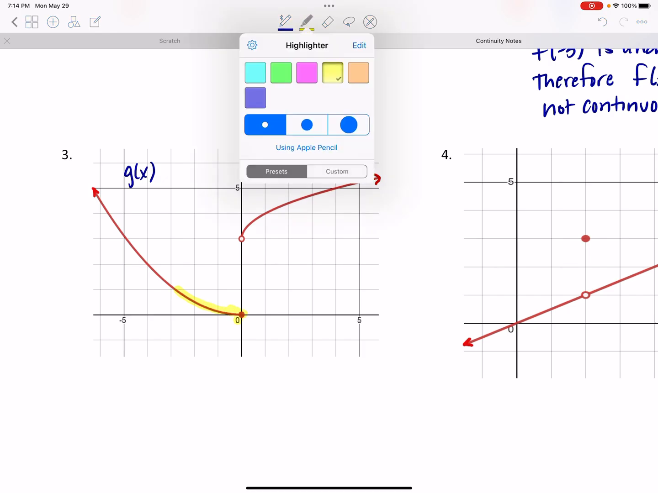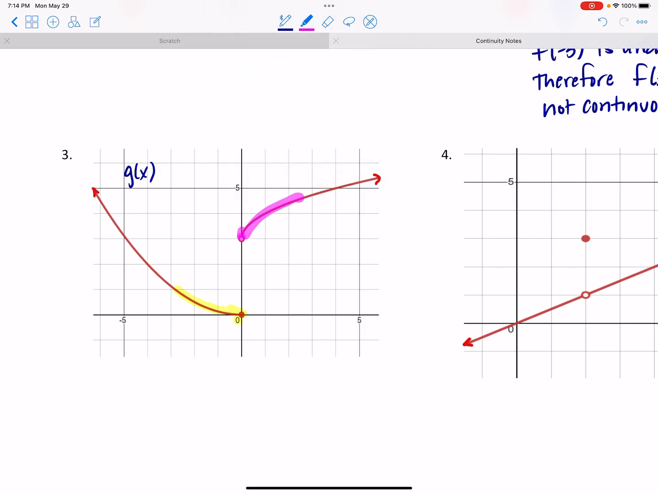If I'm approaching the x value of 0 from the right, then I'm approaching a y value of positive 3. So because the limit of g of x as x approaches 0 from the right happens to be positive 3, and the limit of g of x as x approaches 0 from the left happens to be 0, the limit for the entire function does not exist. Remember, those one-sided limits have to be the same in order for the limit to exist.